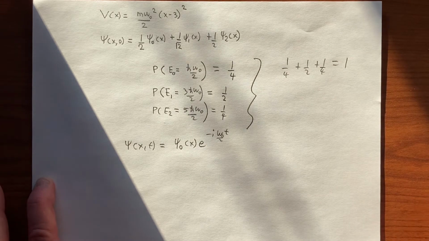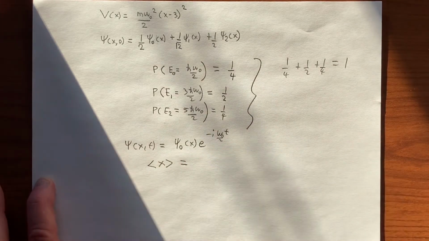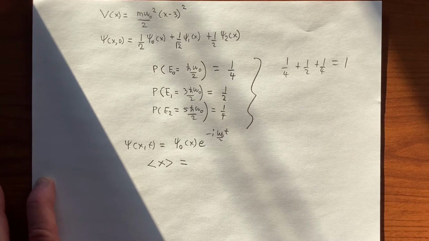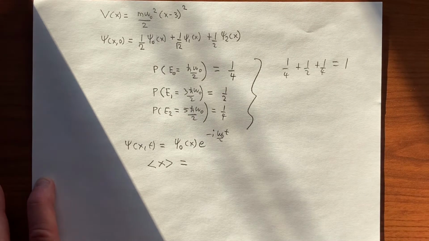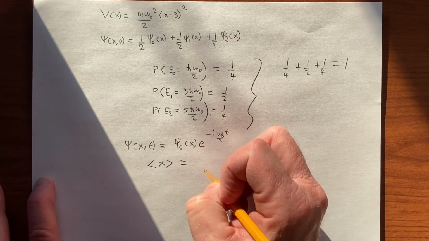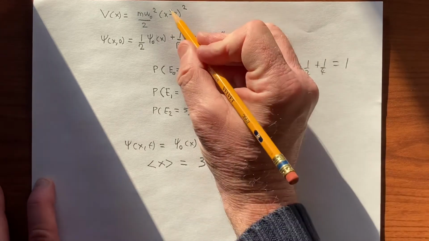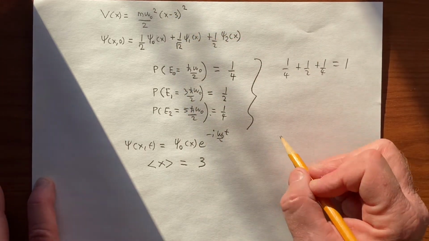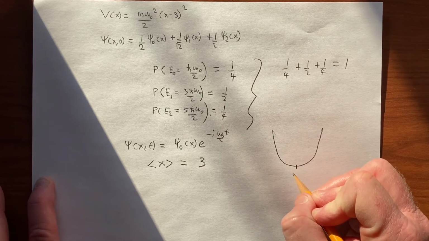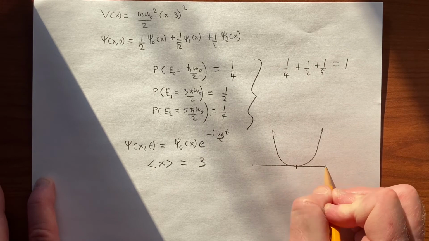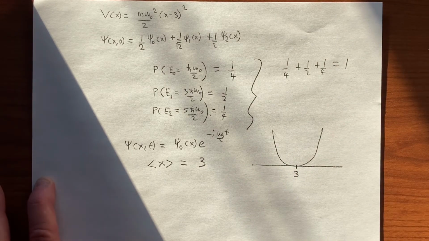Let's say we measure the average value of x, the expectation value of the position in time. Of course, there's no time dependence here. We are in an eigenstate. And the answer is 3, because the lowest point here is 3. So our potential has a minimum at x equals 3. So it's just a shifted simple harmonic oscillator.